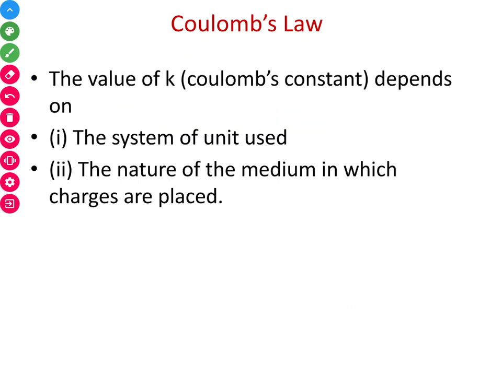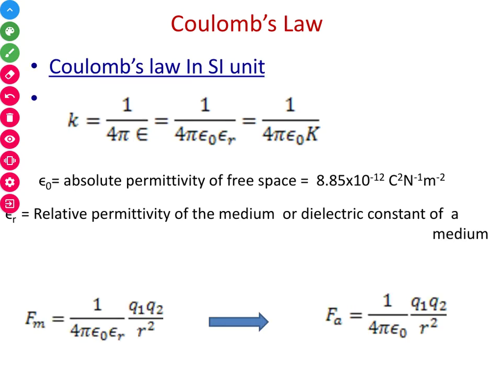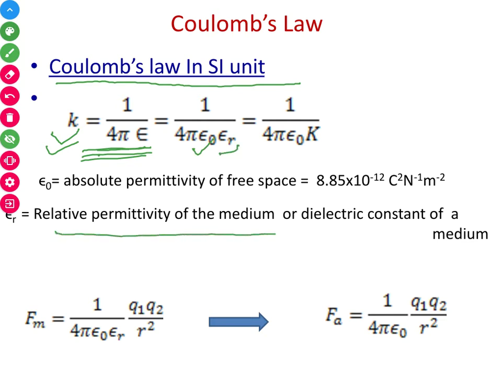Coulomb's law in SI unit we can write like this, and in SI unit the value of K is equal to 1 upon 4 pi epsilon, which is equal to 1 upon 4 pi epsilon naught epsilon r, where epsilon r is the relative permittivity of the medium or dielectric constant of the medium. It can also be written as the capital K. This is a small k and this is the capital K.